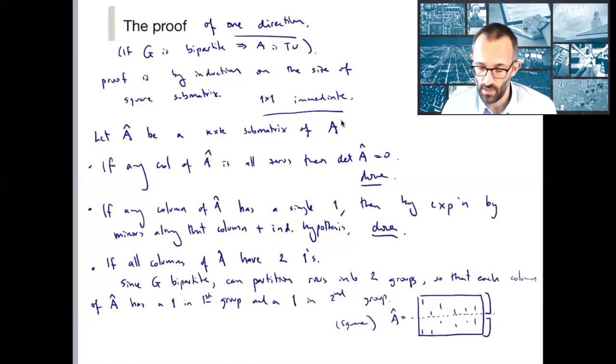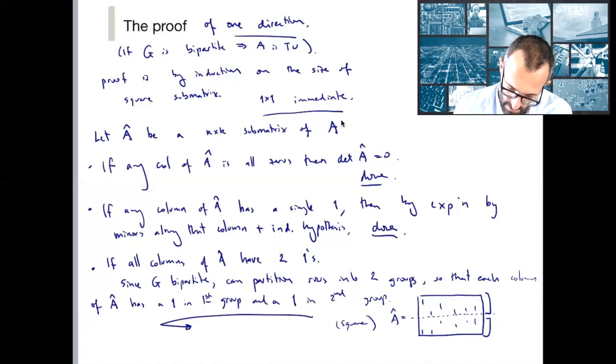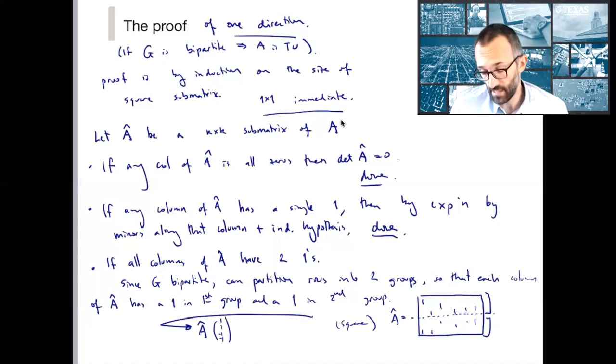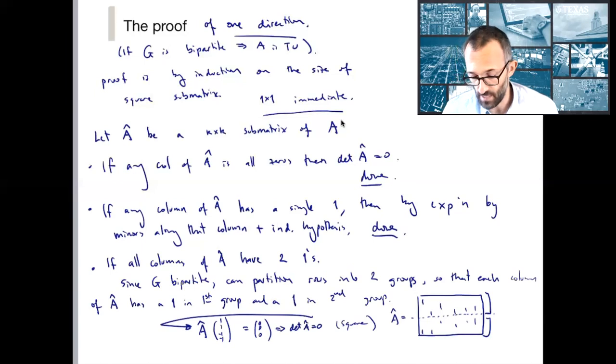So in particular, A hat times the vector 1, 1, 1, minus 1, minus 1, minus 1 has got to be the all zeros vector. And that means that A hat is rank deficient, which means that the determinant of A hat is 0, and if the determinant of A hat is 0, it indeed belongs to 1, minus 1, or 0. And this concludes the proof of one direction.